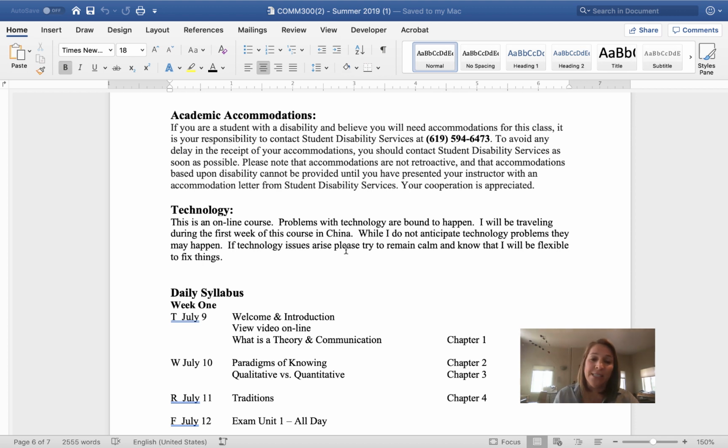And the last piece here, I put this in about technology because technology is great when it works right, but that doesn't always happen. So I am not anticipating technology problems, but if they do occur, what should you do? Well, let me tell you, what you should do is remain calm, email me, and let me know about it. What you should not do is freak out and send me 20 emails in a 5-minute period.